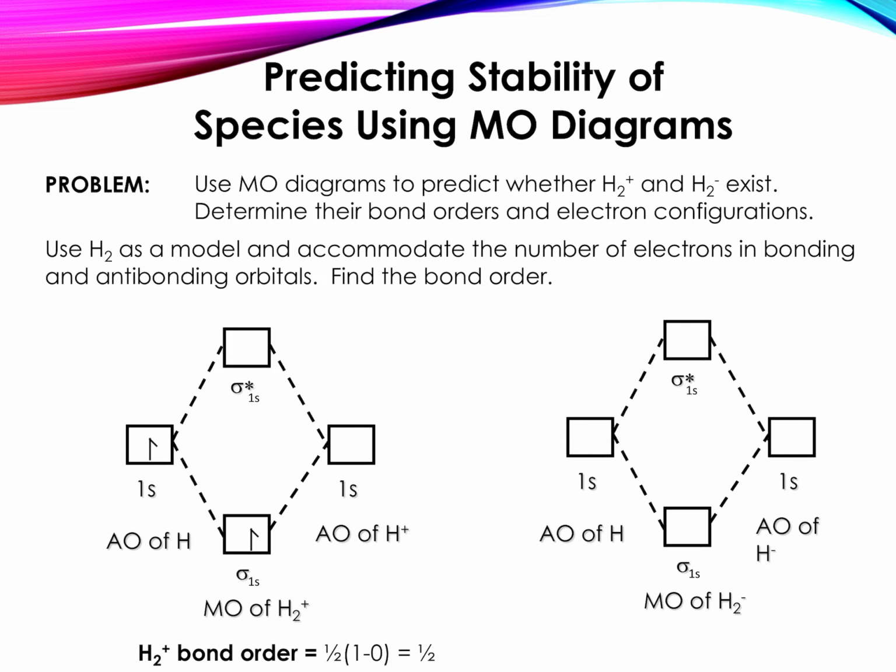If we're going to calculate the bond order, we have 1 minus 0 times 1/2, which gets us just 1/2. So yes, the bond will form, but it's going to be a fairly weak bond.